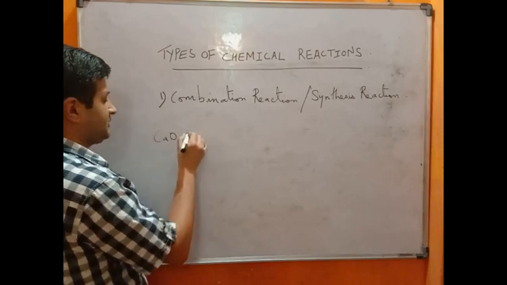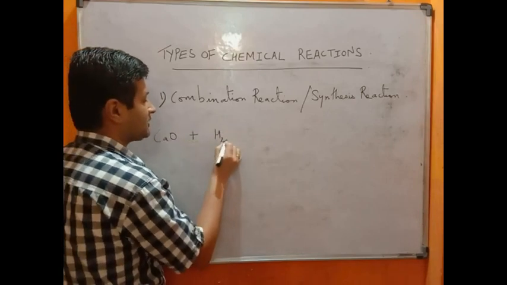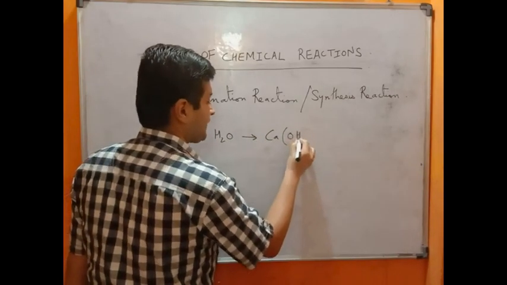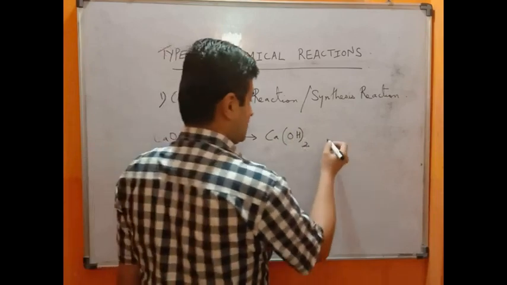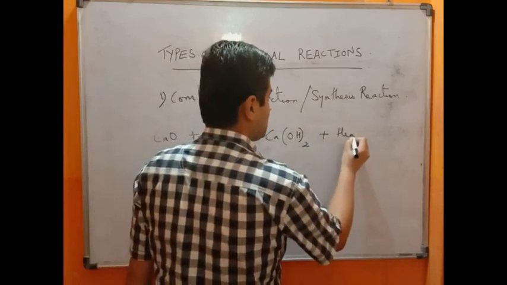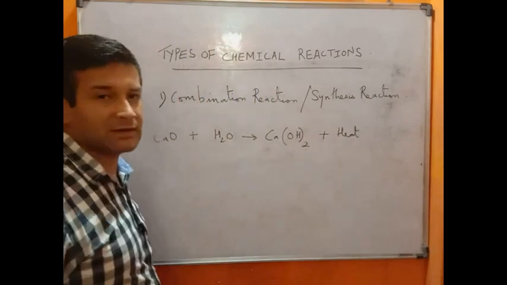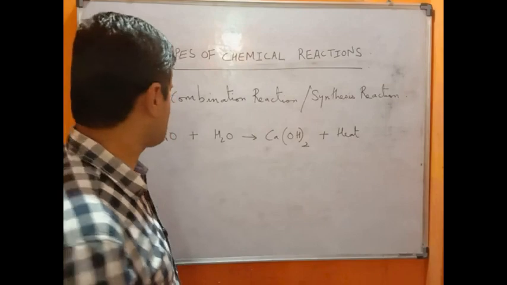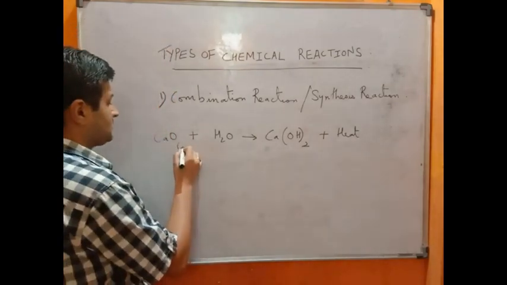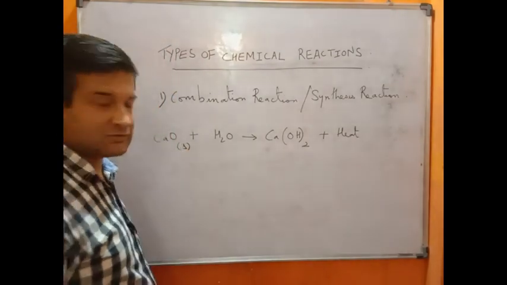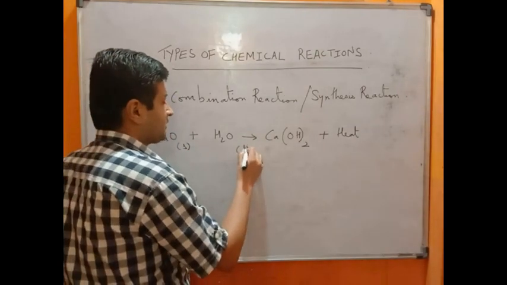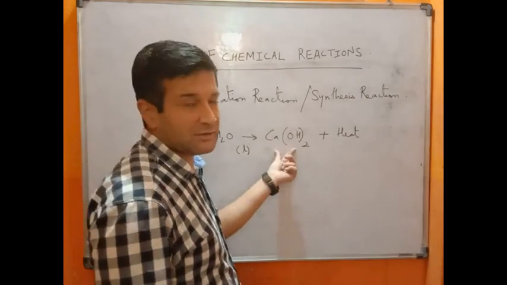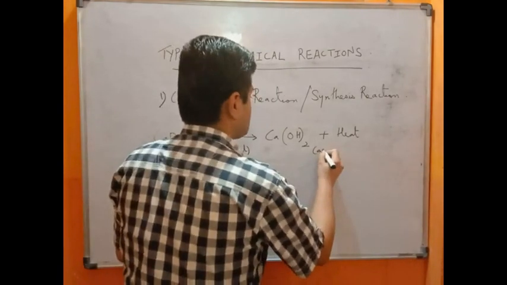Calcium oxide reacts with water to give calcium hydroxide plus heat is given out. That means this reaction is exothermic reaction. Here you see this calcium oxide is solid, water which is liquid of course. When it combines, it gives you calcium hydroxide which is a base.